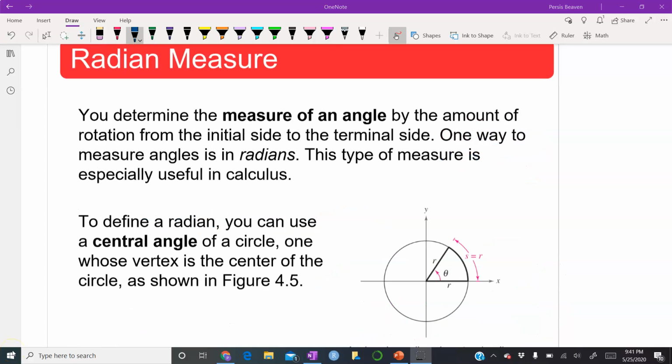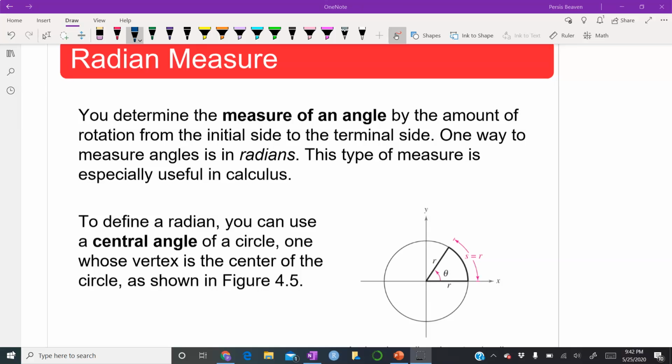One very important measure of an angle unit that we will be using will be radian measure. And we determine the measure of an angle by the amount of rotation from the initial side to the terminal side. One way to measure angles is in radians. So we're not going to only use degrees, we will be using radians, and this type of measure is especially useful in calculus. To define a radian, you can use a central angle.